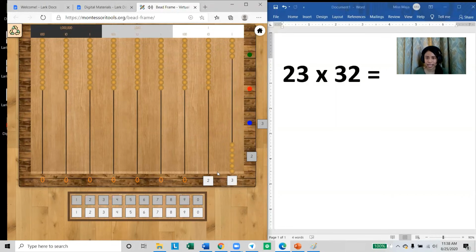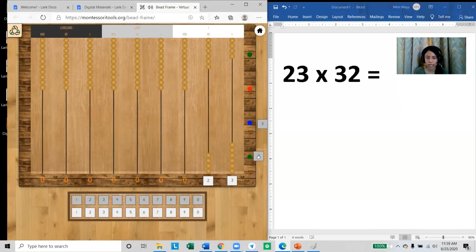Now let's move on to the tens. That's 2 tens times the 2 units. 2 times 2 is 4. So I'm going to bring down 4 beads. 1, 2, 3, and 4. Now I was able to bring down 4 beads. Now we could move on to the tens.